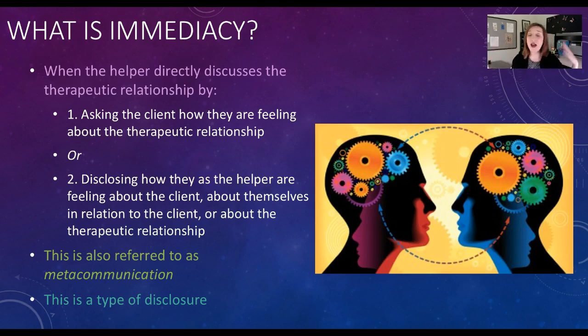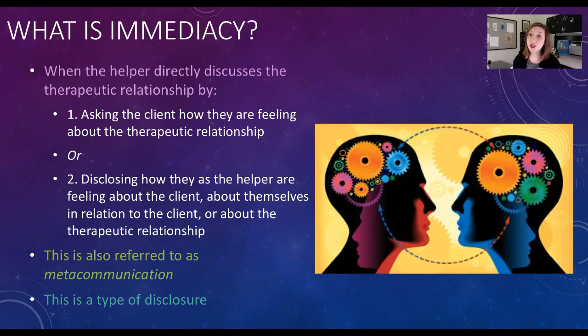So this could involve asking the client how they're feeling about the relationship, or you as the helper saying how you're feeling about the client, how you're feeling about yourself in relation to the client, or how you're feeling about the relationship generally. This is also referred to as meta communication. So communication about your communication in general in your therapeutic relationship.